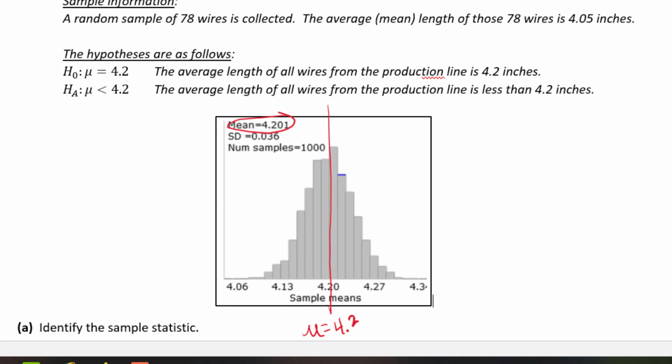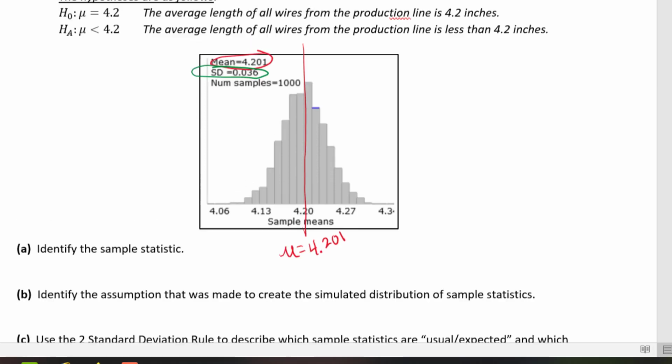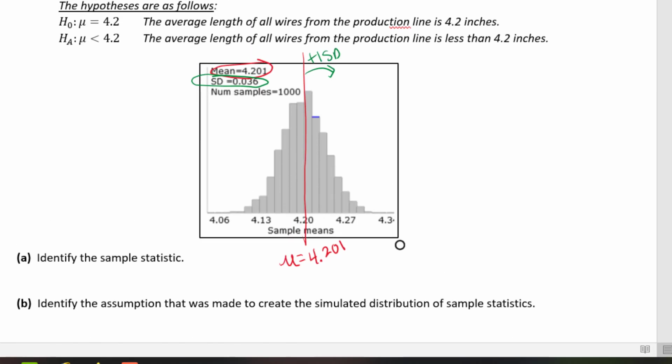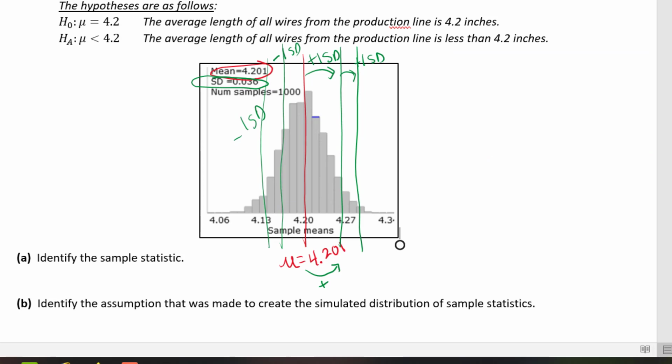It says it's 4.201. And remember, that's because it's a simulation, and simulations tend to be a little bit off from the theoretical values. It tells us also that the standard deviation of this distribution is 0.036. So if we went up one standard deviation, and then another one standard deviation, so that we can clearly label 2 standard deviations higher and 2 standard deviations lower as well, we would start at mu equals 4.201, and we'd add the value of the standard deviation, which is 0.036, and you'd get 4.237, which is 1 standard deviation higher, and 4.273, which is 2 standard deviations higher.